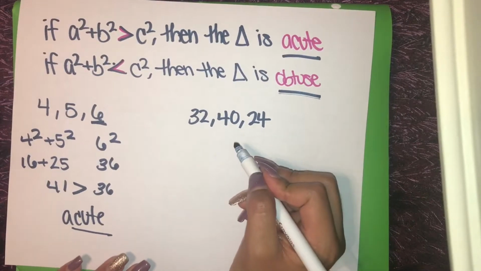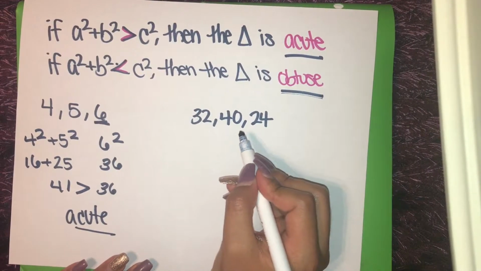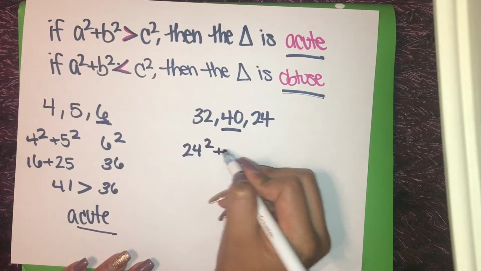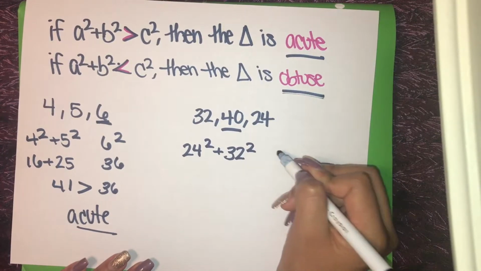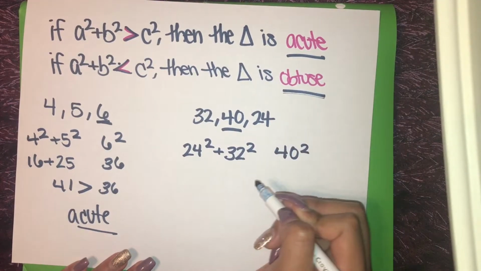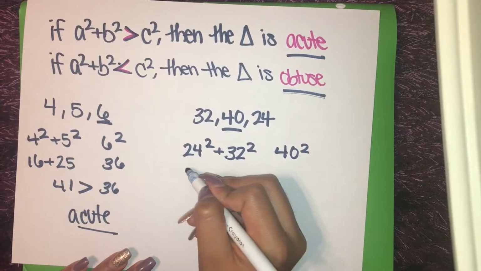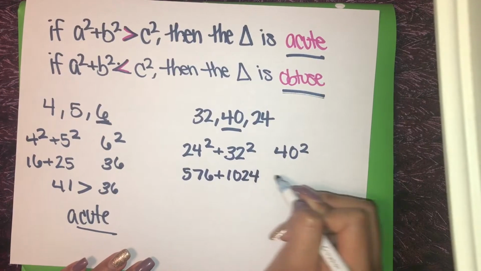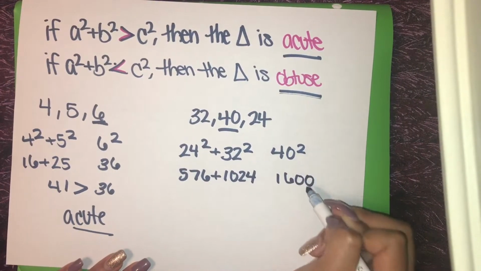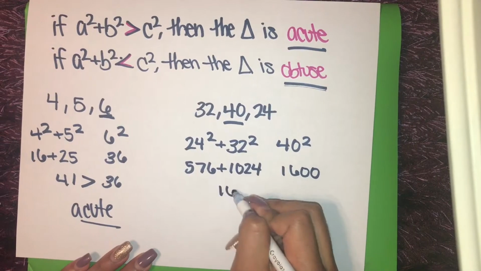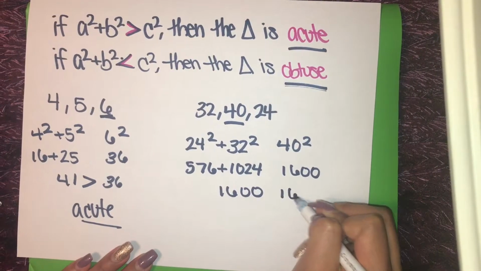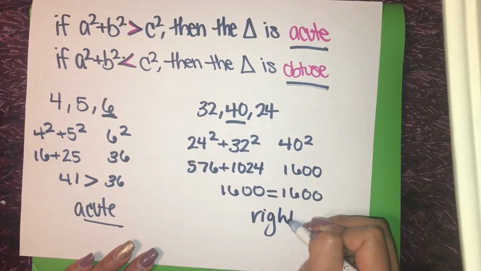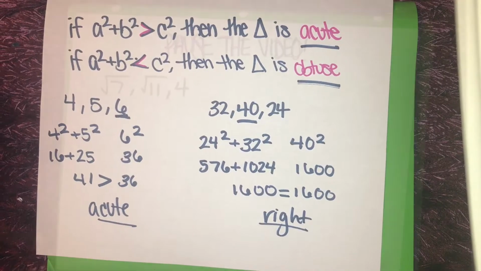Next we have 32, 40, and 24. 40 being the largest, making it c squared. 24 squared plus 32 squared, leave a space blank, 40 squared. This will make it 576 plus 1024, and 40 squared equals 1600. 1024 plus 576 is 1600, equaling the other 1600, making it a right triangle.